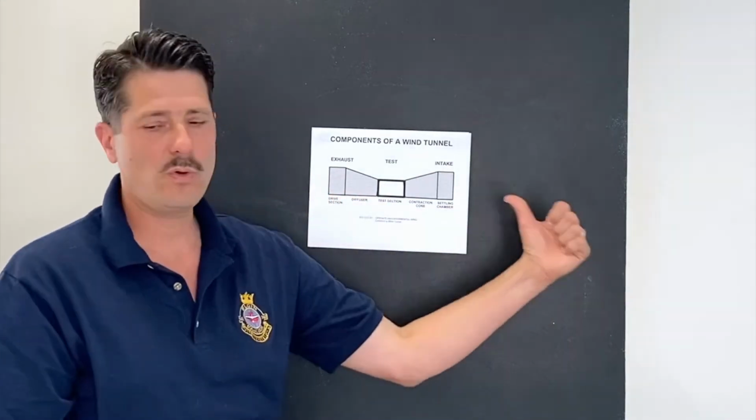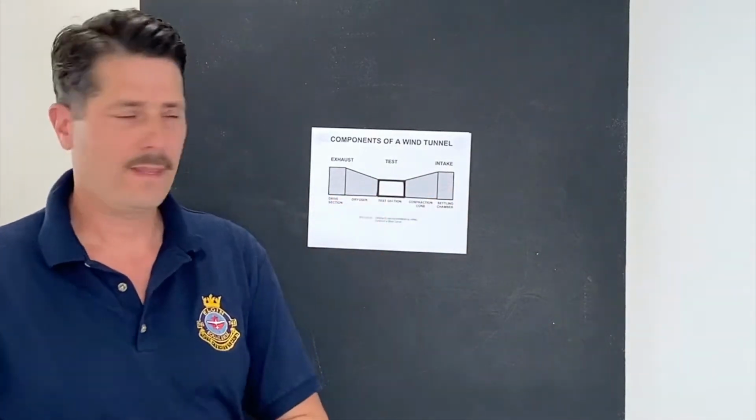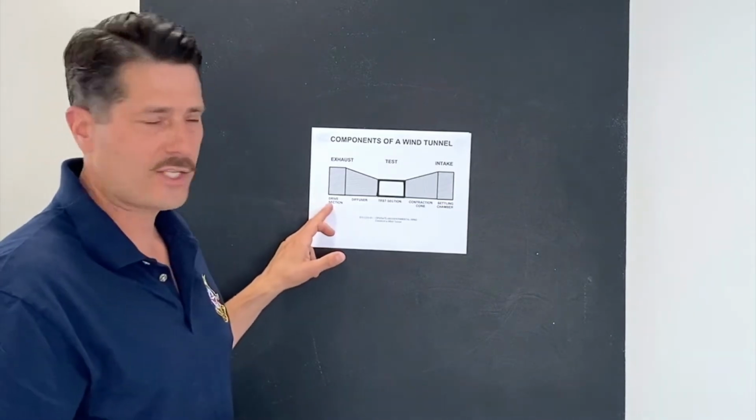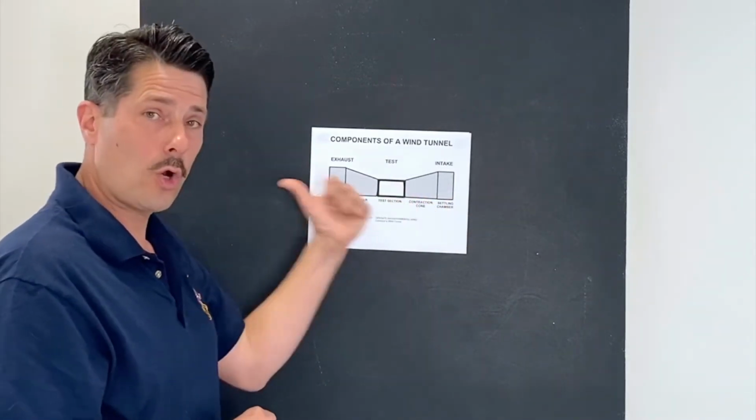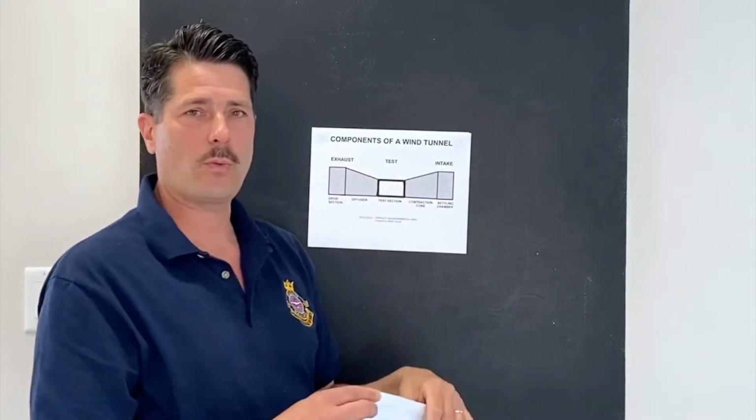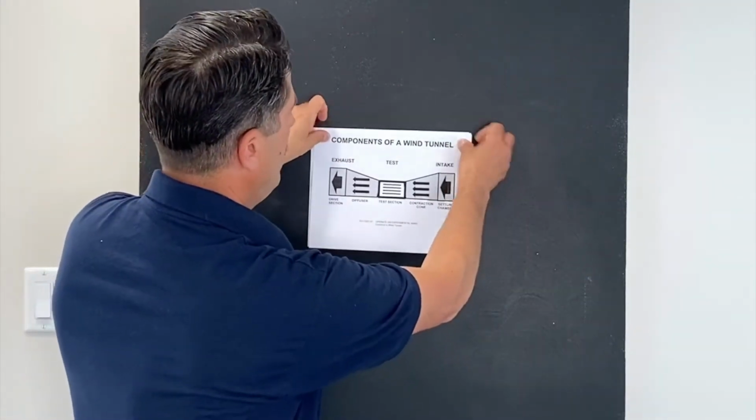But something has to move the air through that way. And what we have is the drive section here. And usually that's a fan that blows that way, sucking the air through the wind tunnel. So this is what it looks like.